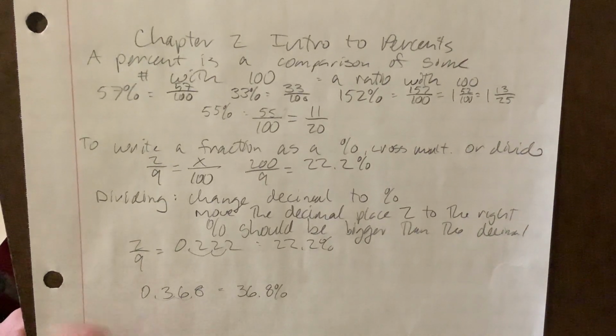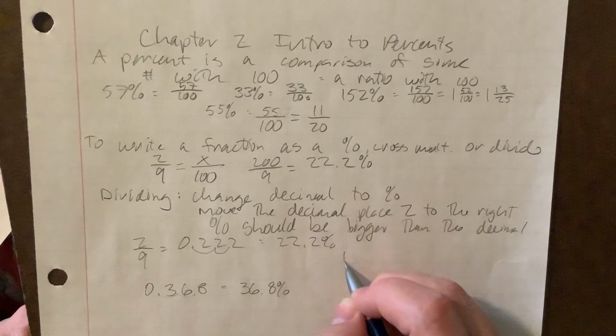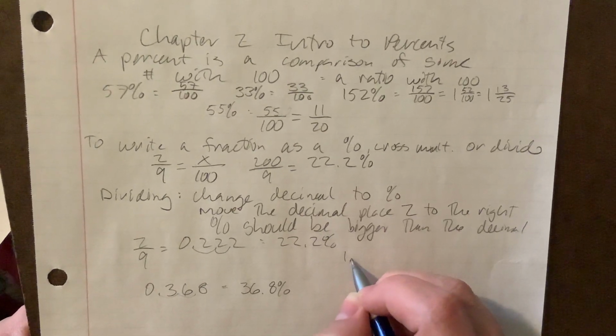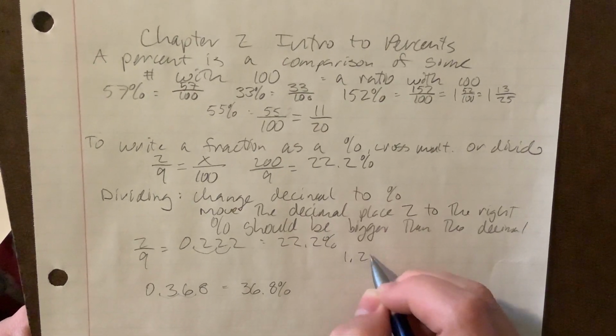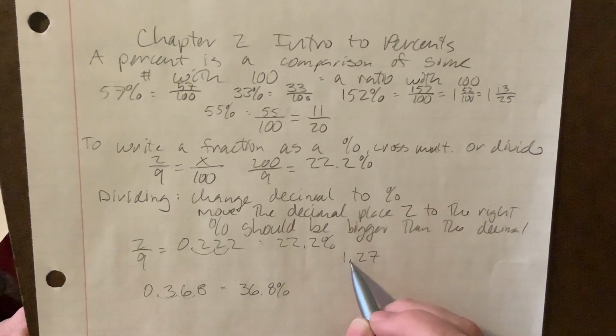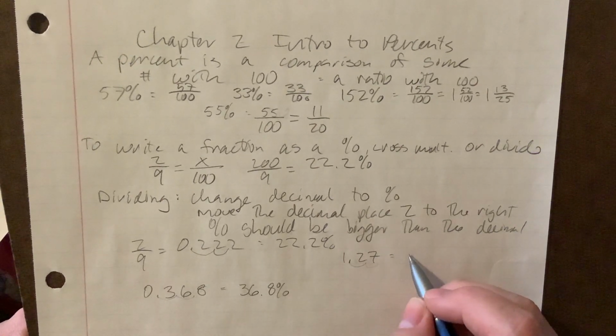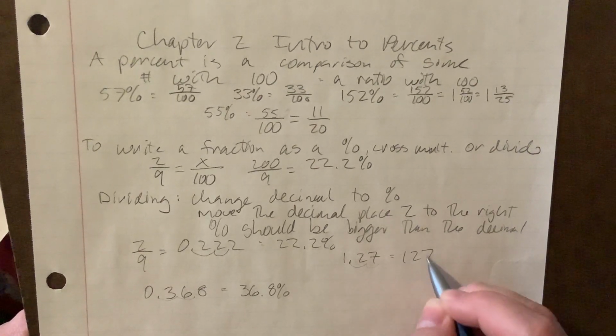This works out pretty well when you've got numbers like that. If you've got, say, a whole number, you've got 1.27, and we want to change that to a percent, it's still the same thing, the decimal moves over. And when you have a whole number, it just means you have over 100%. So this is 127%.